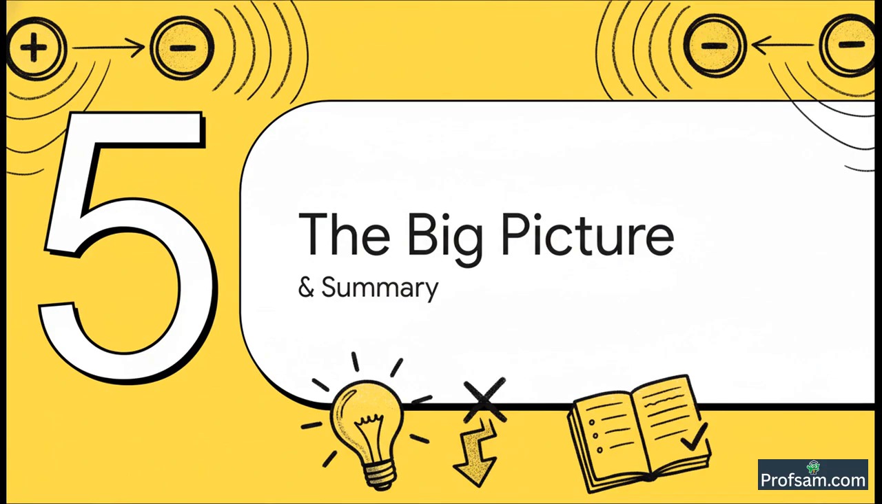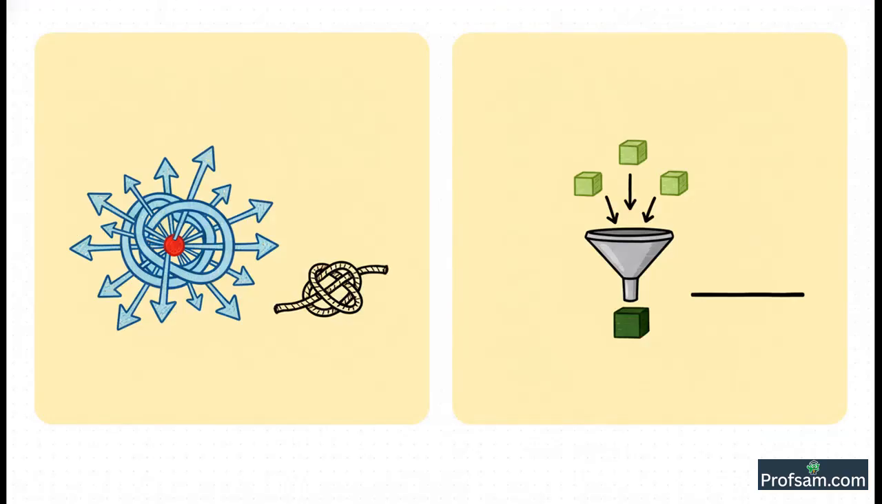Great work, everyone. We've covered the main idea, we've solved a problem, and we've even looked at the common traps. Now let's just zoom out for a second, see the big picture, and summarize everything for your revision notes. So, why do we even bother with potential? Why is it so useful? The answer is simple. It makes our calculations so much easier.